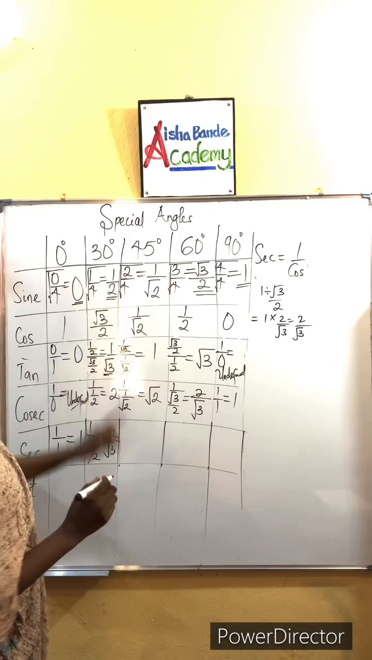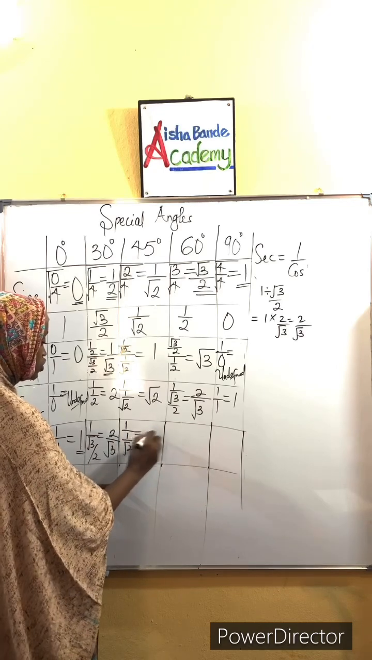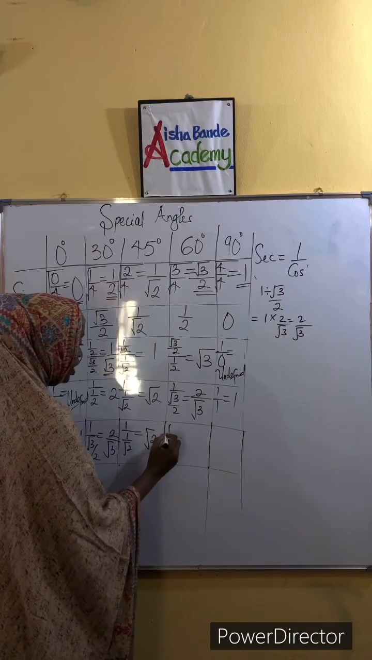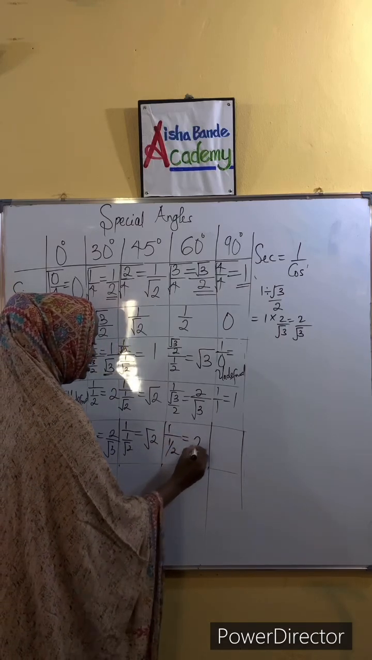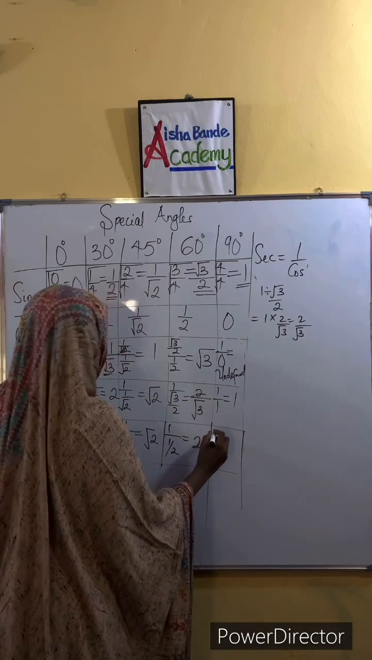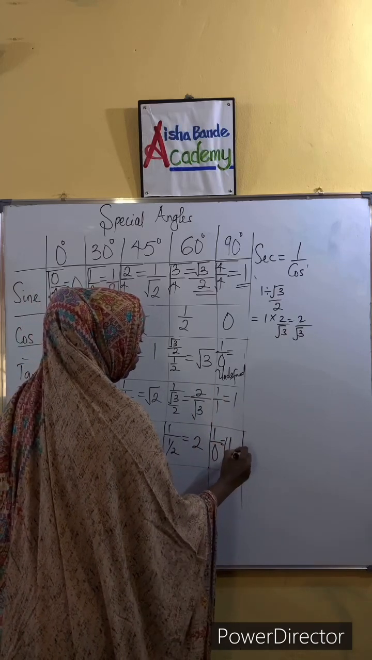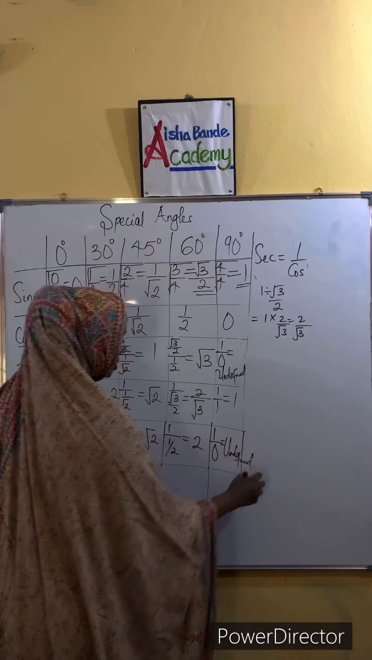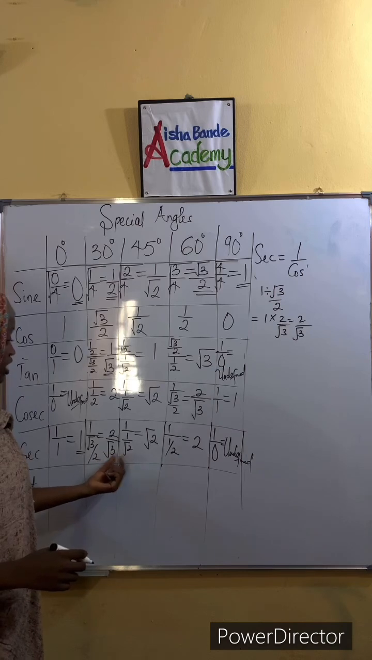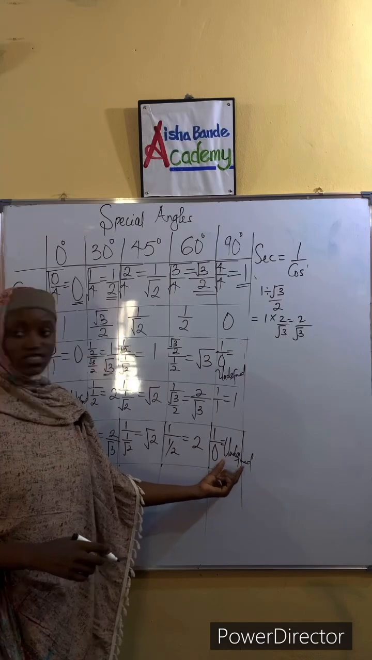Moving on for sec 45. So that is going to be 1 over root 2. So this is going to give us our answer as root 2. For sec 60, this becomes 1 over 1 over 2, and our answer here is 2. Then for the last one, sec 90 degrees, this is going to be 1 over cos, which is 1 over 0, and this is also undefined. Okay, so this is all we have for the sec. So sec 0 is 1, sec 30 is 2 over root 3, sec 45 is root 2, sec 60 is 2, while sec 90 is undefined.